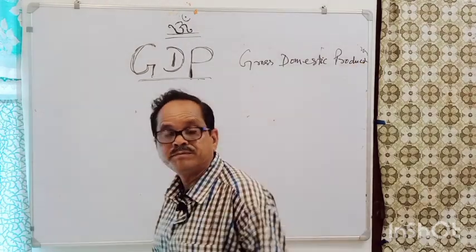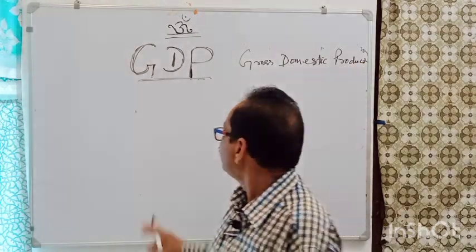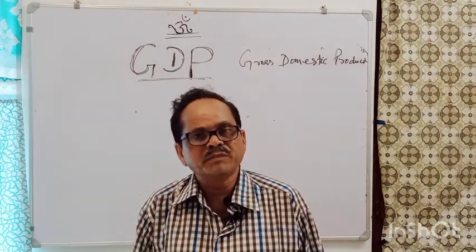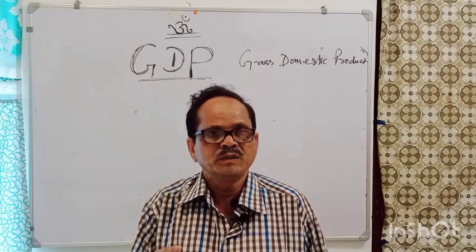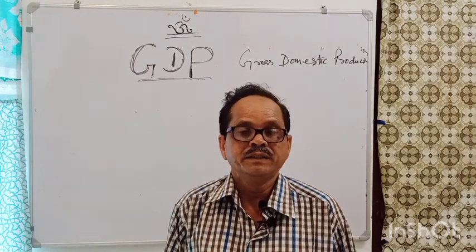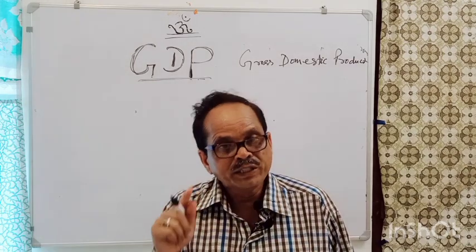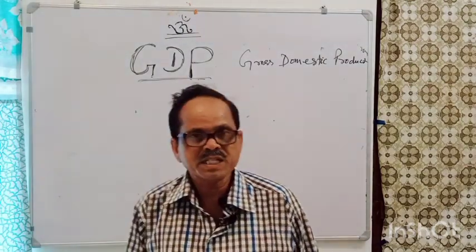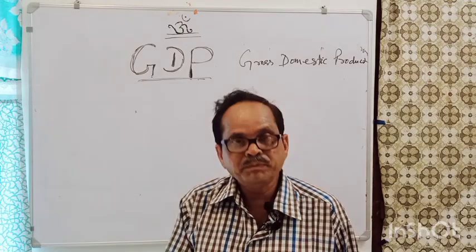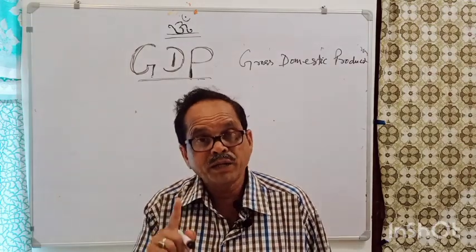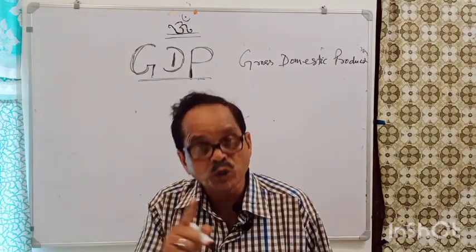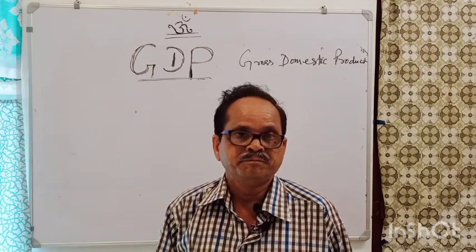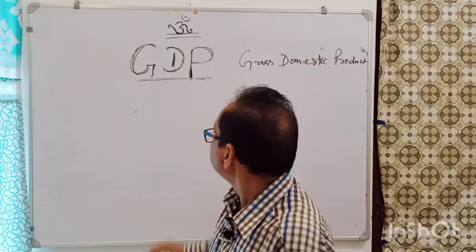What does it mean? It means the total goods and services produced in a year within the boundary of a country, when multiplied with the market price. In other words, GDP is the total value of goods and services produced in a financial year within a country. Clear?